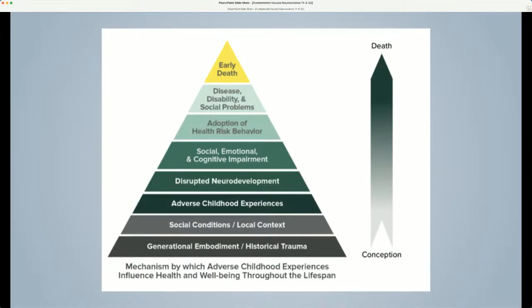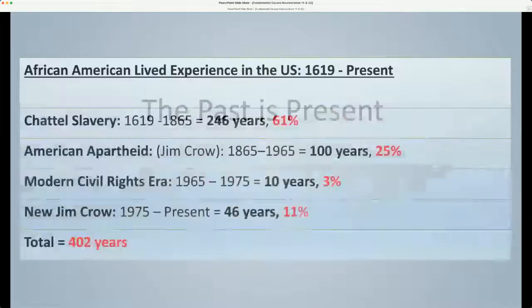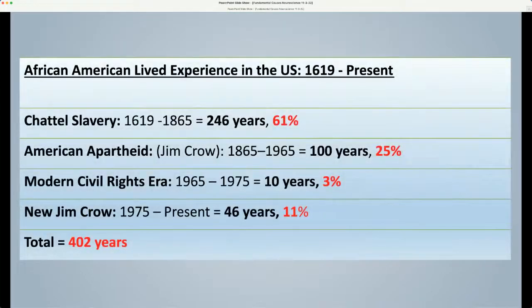We also have a foster care system that is completely out of control and discriminatory. So this has a tremendous impact on our communities. The past is present, folks. And here's what we need to understand. This is probably one of the most important charts here. This is the African American lived experience in the U.S. from 1619 to the present.